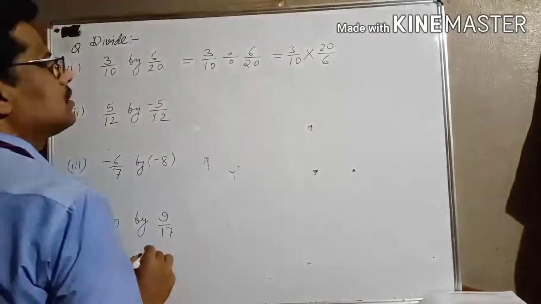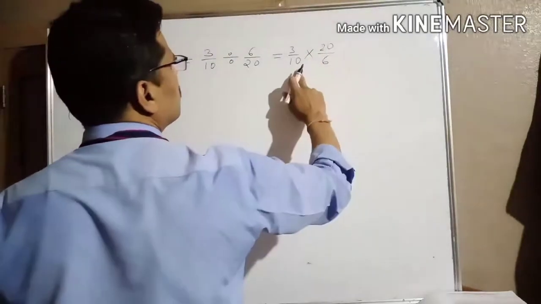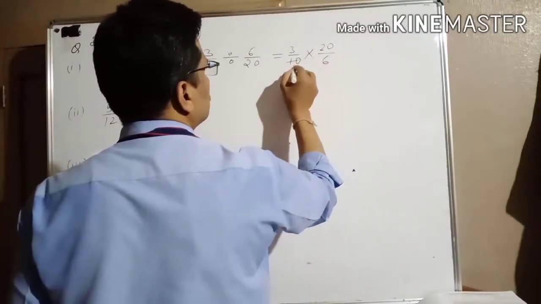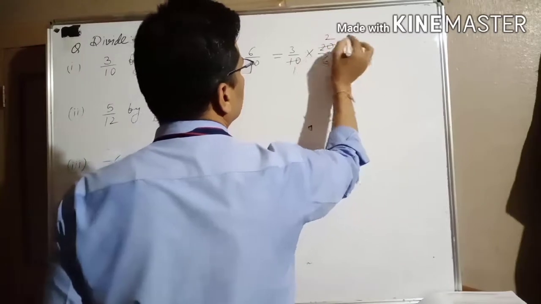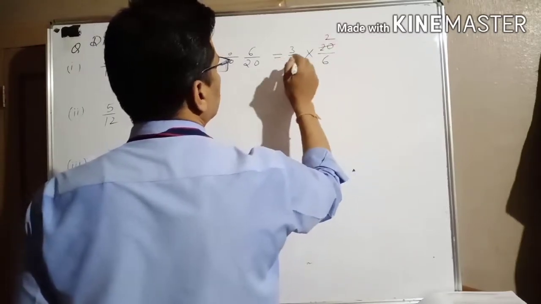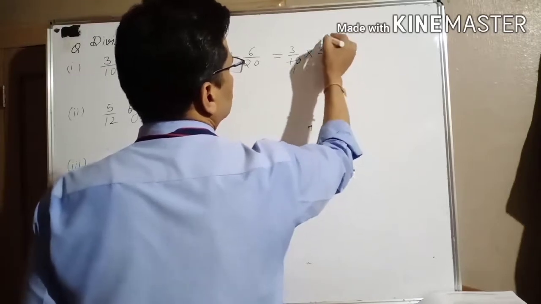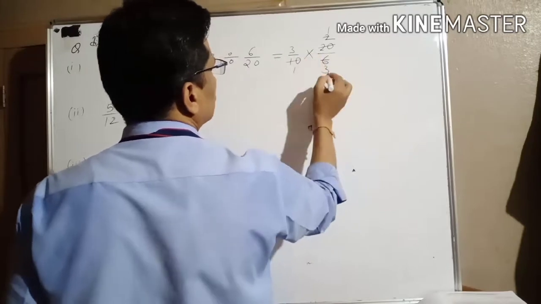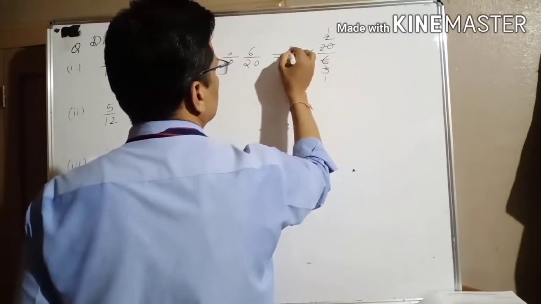So you are able to cancel. We have a common divisor of 10 and 20, both numbers are in the 10 table. So we can cancel 10 with 10 and 20. And this 3 and 6 also can be cancelled. Also you can cancel 2 and 6: 2 threes are 6. This 3 and this 3 can be cancelled.